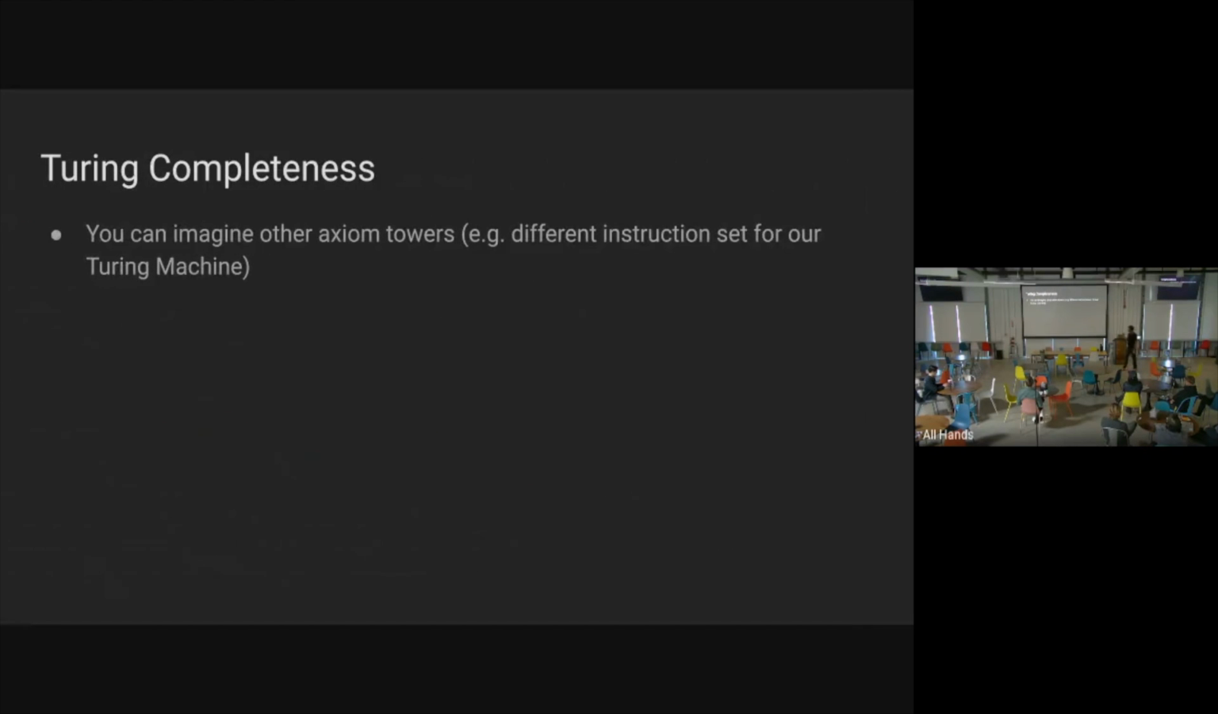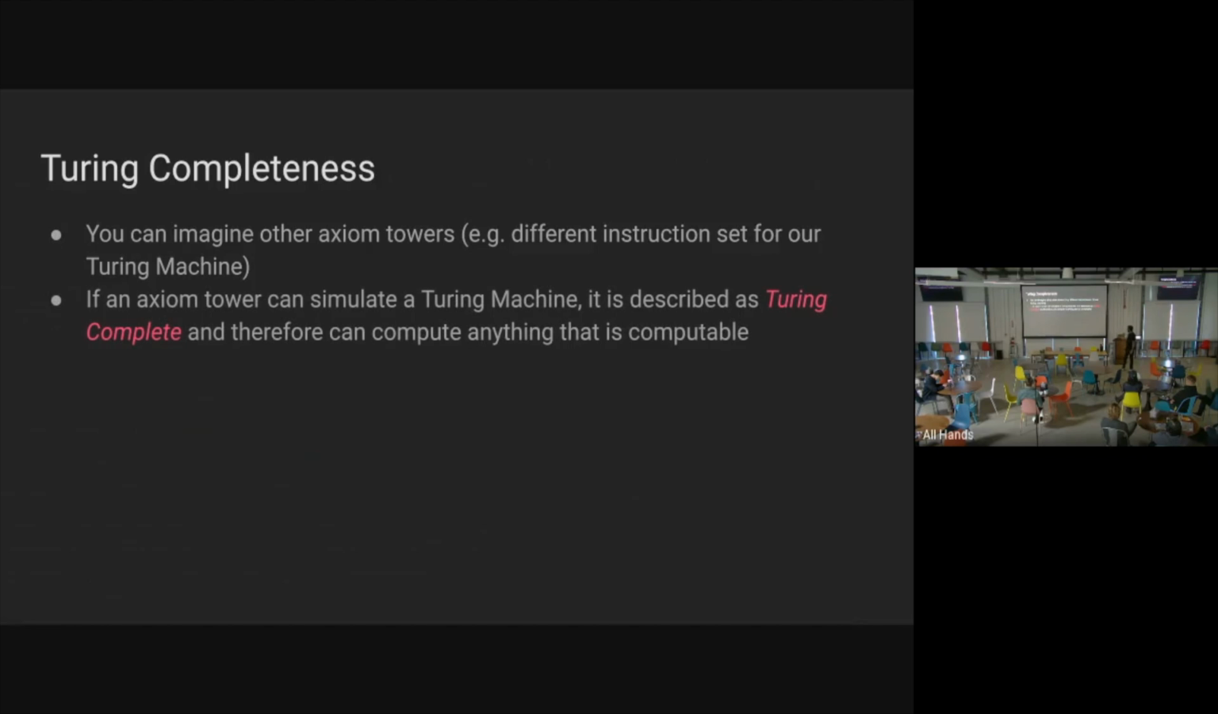From here, Turing defined this concept called Turing Completeness, because he said that you can have other forms of computing. For example, you can imagine different instruction sets for this Turing machine, right? And he basically said that an Axiom Tower that's different than a Turing machine is called Turing Complete if and only if it can be used to emulate a Turing machine. And if it can emulate a Turing machine, then it can compute anything that's computable. That sound good?